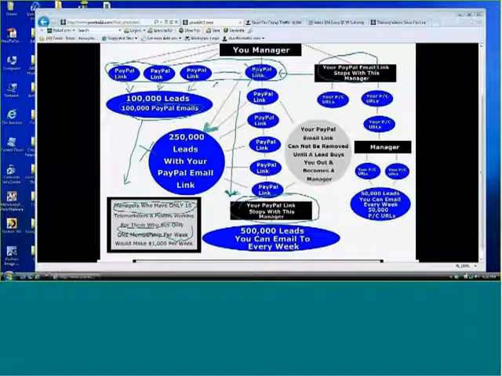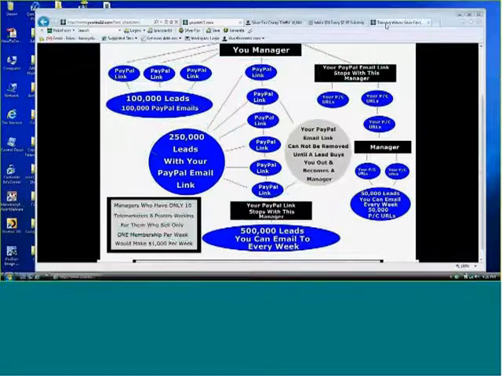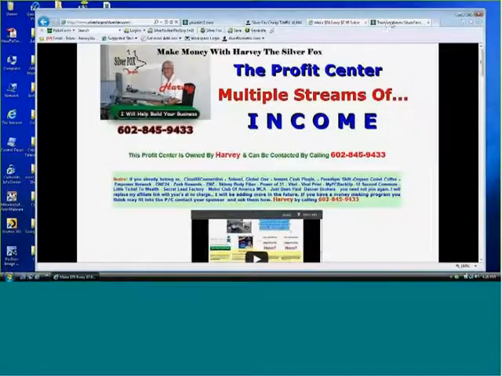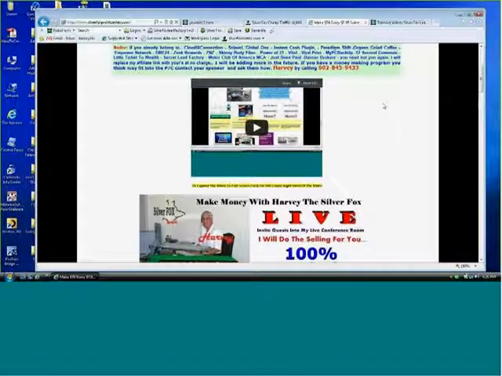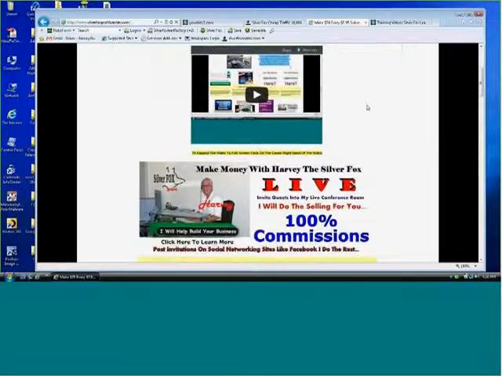All right. So, but it doesn't stop here. It does not stop here. So let's go over here to this side here. This is called the Profit Center. Let me show you the Profit Center here. This is the Profit Center. I'm not going to get into too much detail other than to let you know in your account you're going to have a Profit Center.